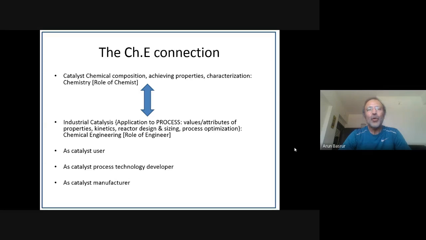I'll highlight the role of a chemical engineer in three different ways or in three different areas. One is as a catalyst user. The second is as a catalyst process technology developer. And the third is the role of a chemical engineer in catalyst manufacture. So let's start with the first one, as a catalyst user.